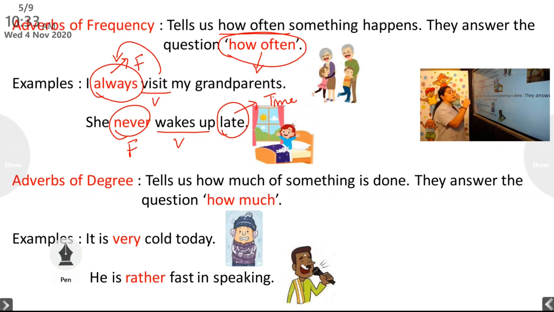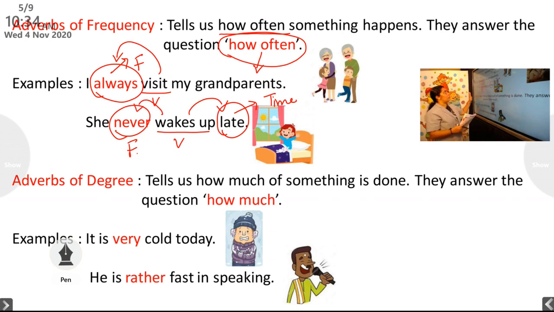Late is an adverb of time, and never is an adverb of frequency. When you ask the question, when do you wake up, you get the answer late. When you ask the question, how often do you wake up, you get the answer never. Never is the adverb of frequency. And did you notice, the adverb of time comes after the verb, and the adverb of frequency comes before the verb.